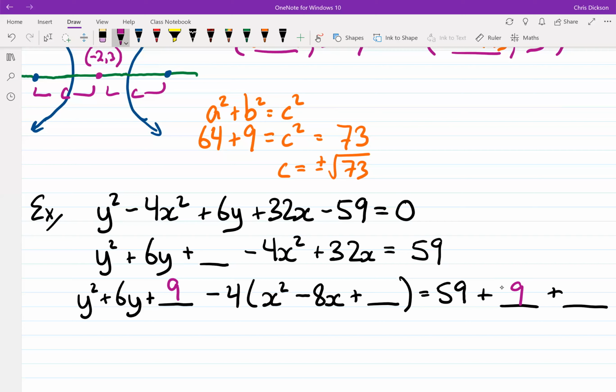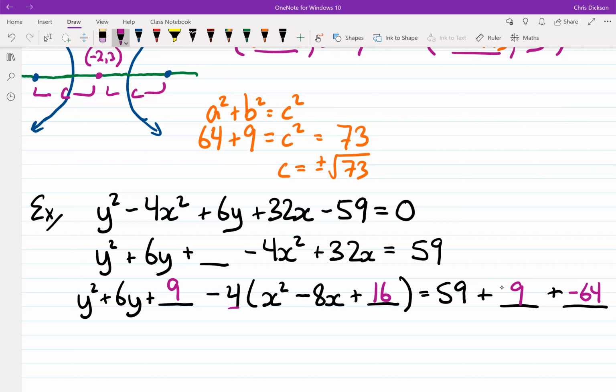And now I take negative 8 and divide it by 2 is negative 4. I square that, that gives me 16. Now I've got to be careful here. I don't want to write 16 on the other side because I didn't actually add 16, because that 16 is being multiplied by the negative 4 in front. So you actually subtracted 64 from that side. So I need to subtract 64 from this side, okay?